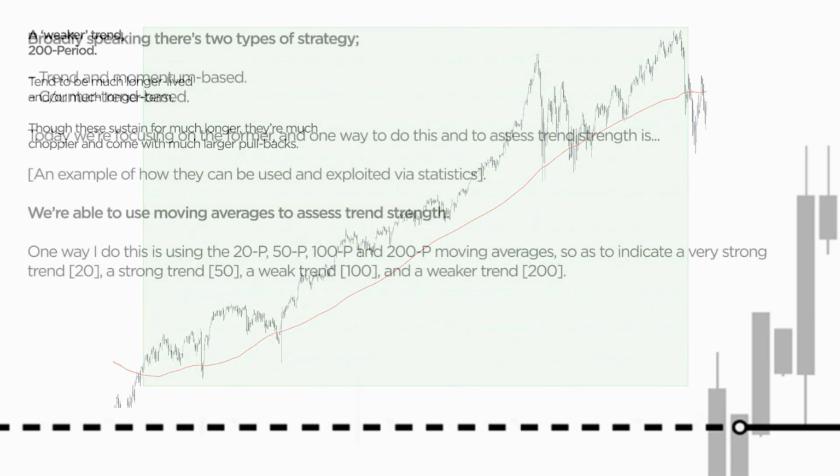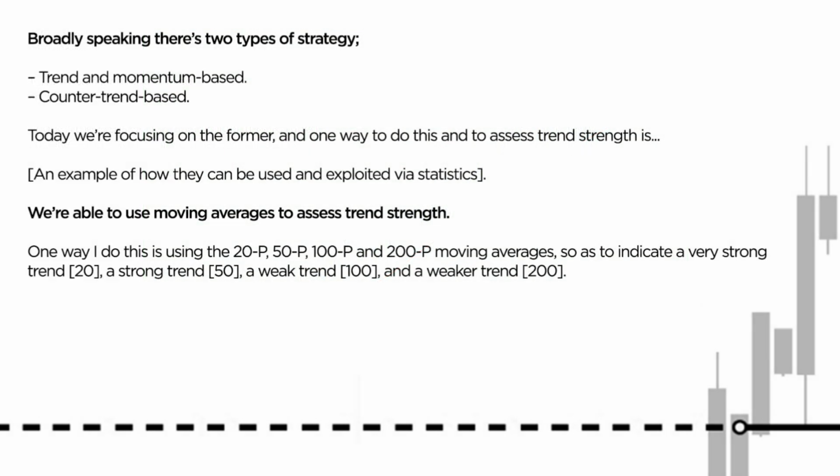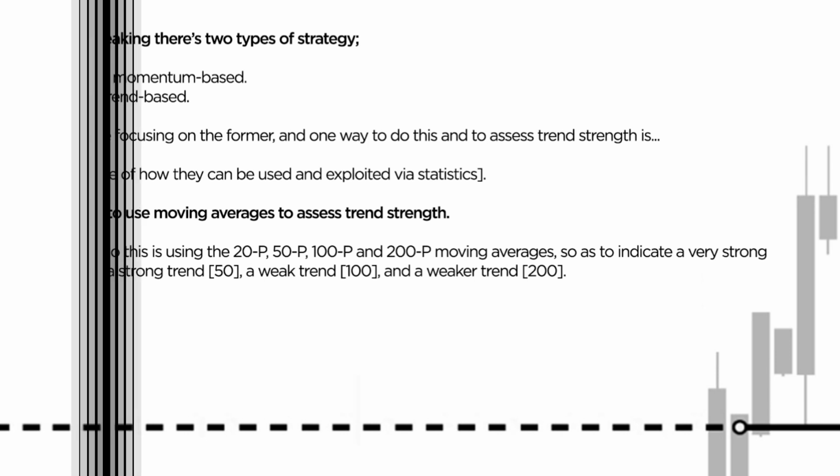Now, I say weaker trend, but that certainly doesn't mean a trend isn't still occurring. So as far as I'm concerned, if I'm in a trend-based swing trade and we're seeing sustained closes above the 200 period, that's going to keep me in a trade because I consider the trend valid if above the 200 period.